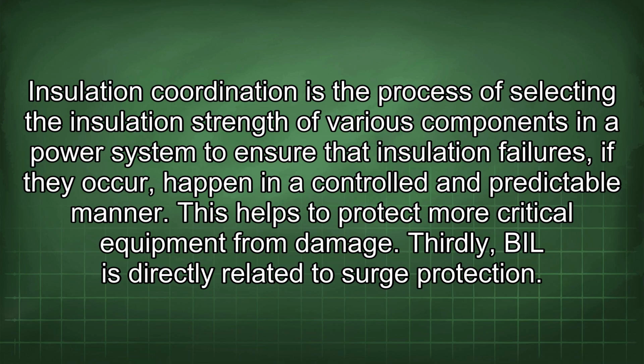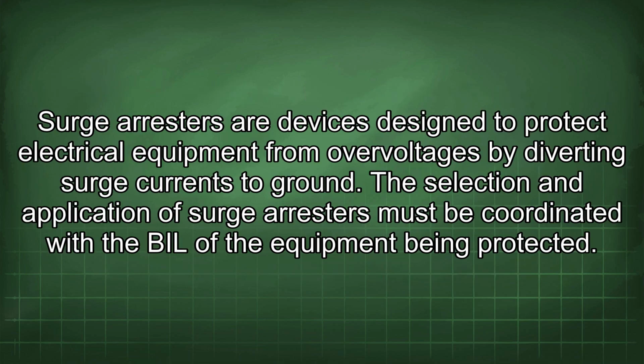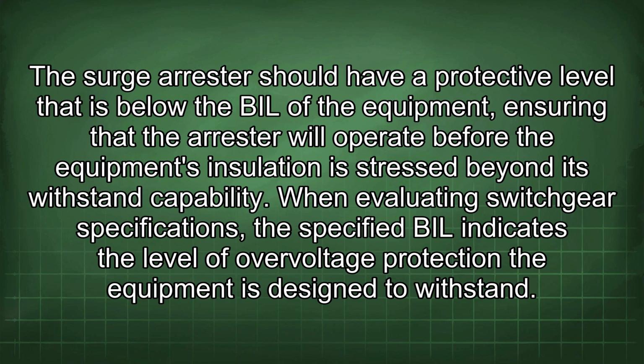Thirdly, BIL is directly related to surge protection. Surge arresters are devices designed to protect electrical equipment from overvoltages by diverting surge currents to ground. The selection and application of surge arresters must be coordinated with the BIL of the equipment being protected. The surge arrester should have a protective level that is below the BIL of the equipment, ensuring that the arrester will operate before the equipment's insulation is stressed beyond its withstand capability.